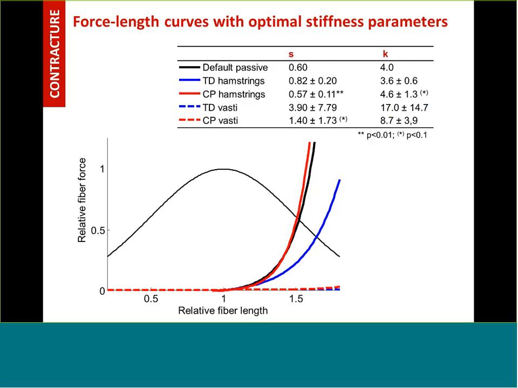If we now add the fasciae muscles, you can see that these were way less stiff than the default model. The curves are really at the bottom for both the CP and the TD children. And so those didn't fit the generic passive force length curve at all.